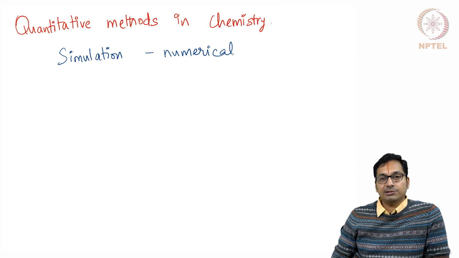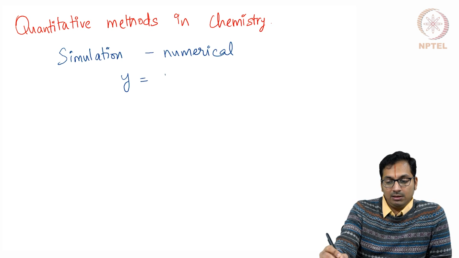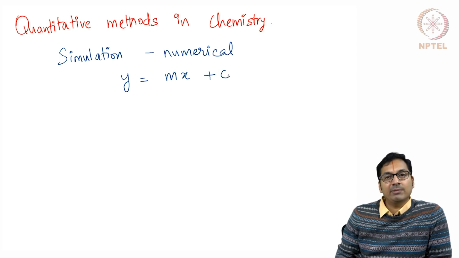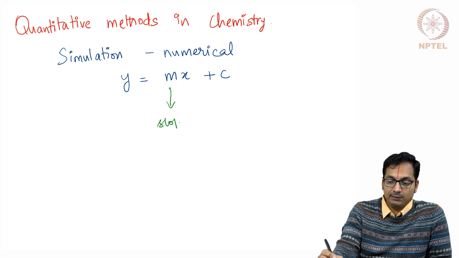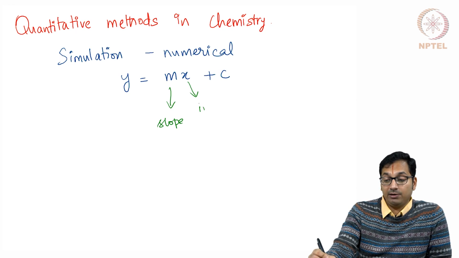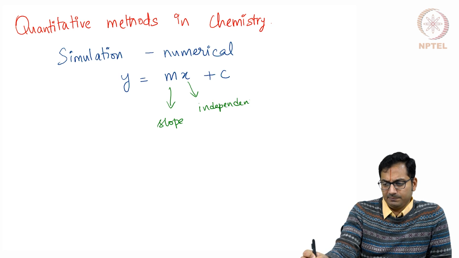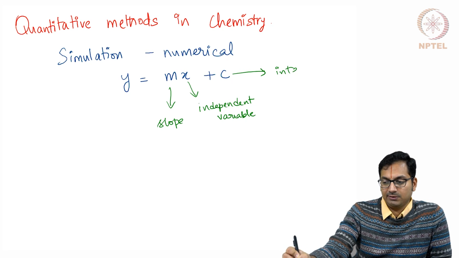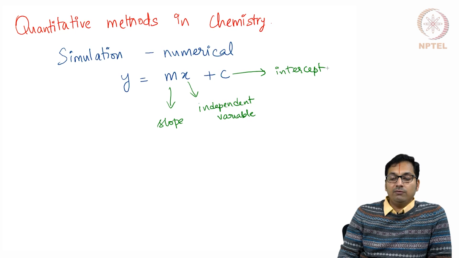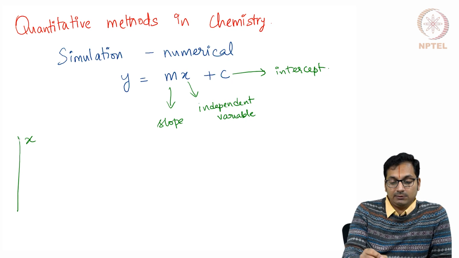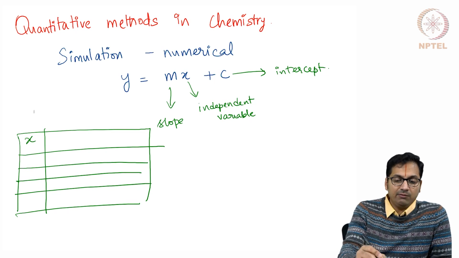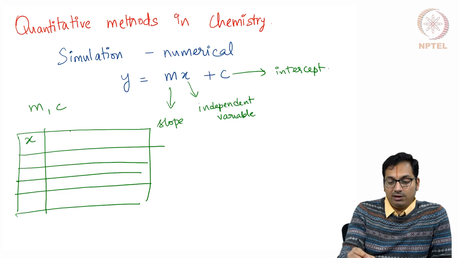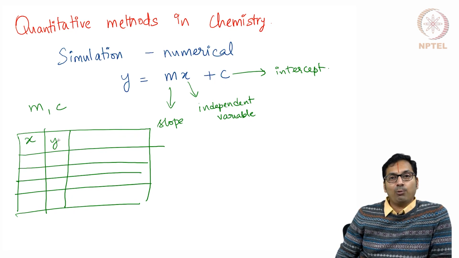The simplest numerical simulation that we are quite comfortable with is the straight line equation, which is y equal to mx plus c. I am sure we have seen this a lot, where the m stands for the slope, the x is the independent variable, and c is the intercept. So now if I give you a bunch of values for x, and a given value of m and c, what is going to end up happening? You can actually predict what is the value for y.